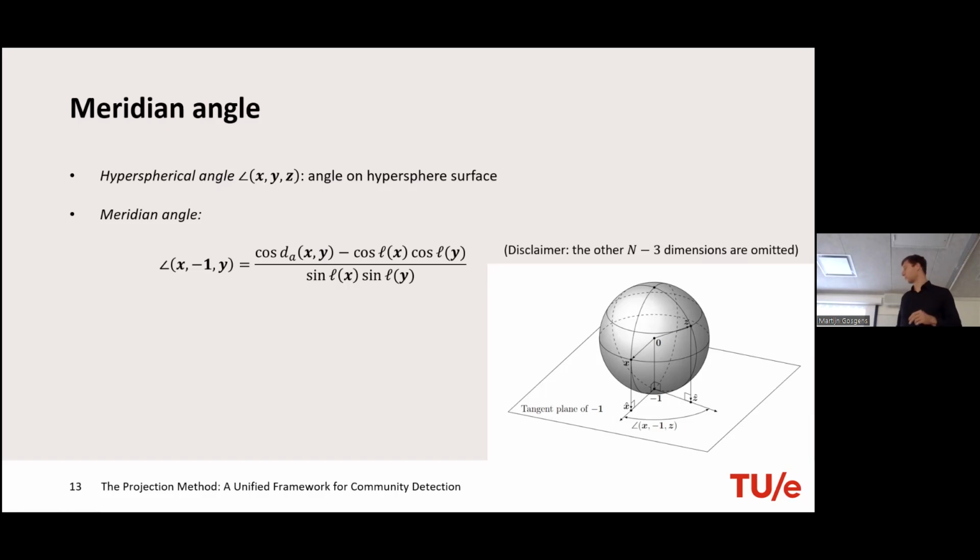So there's this nice formula for this angle. The way this angle is defined, by the way, is if you want to measure between x, -1 and z, then you project x and z to the tangent plane of -1, and then you simply take the angle in that tangent plane. If you did this by hand, you would find this formula over here, which is a function of the angular distance between x and y and of the latitudes of x and y.